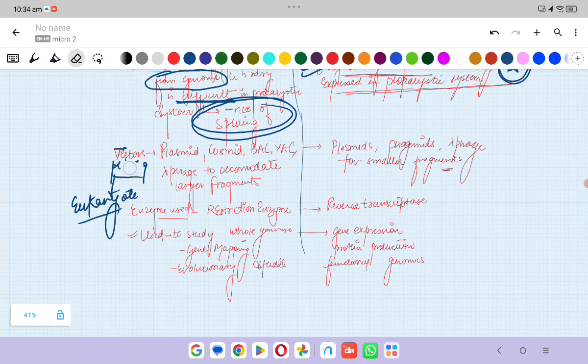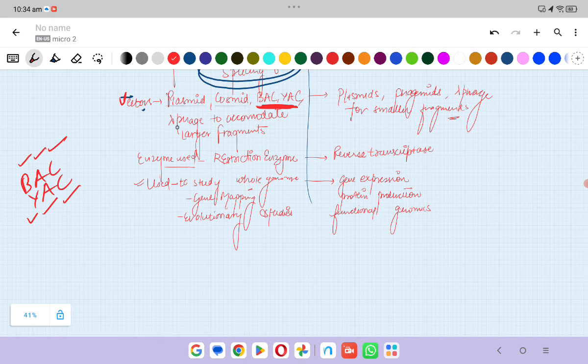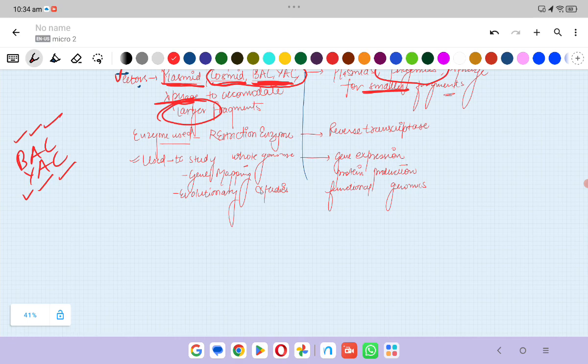Next is vectors used. Because we have a large amount of data, we need plasmids, cosmids, phages, BAC and YAC. BAC and YAC are basically bacterial artificial chromosomes and yeast artificial chromosomes. Lambda phage, plasmid, cosmid can be used because we have to accommodate large fragments. And for the smaller fragments, you can use plasmids, phagemids, and lambda phage. Phagemids change here, and here cosmid and BAC. Plasmids and lambda phage can be used for both.